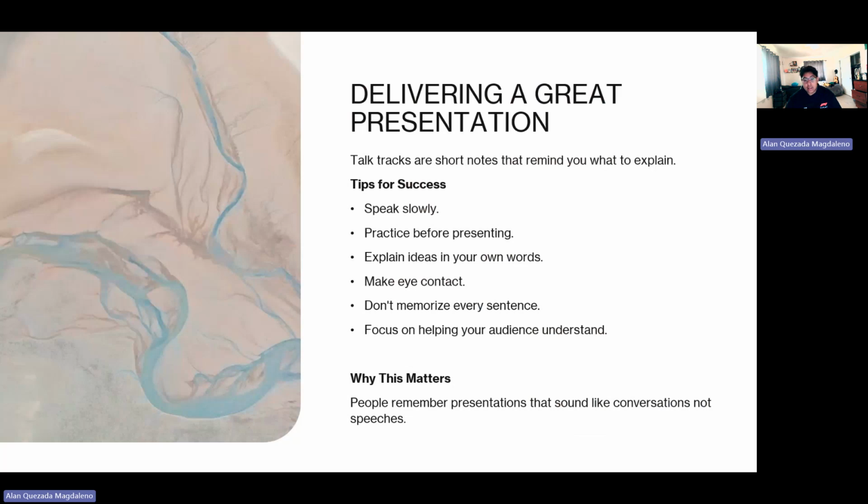Some other things they recommend are to always make eye contact and always focus on helping your audience understand. Restate what you said to help them understand you a little further. Why does this matter? People remember presentations that sound like a conversation instead of speeches.